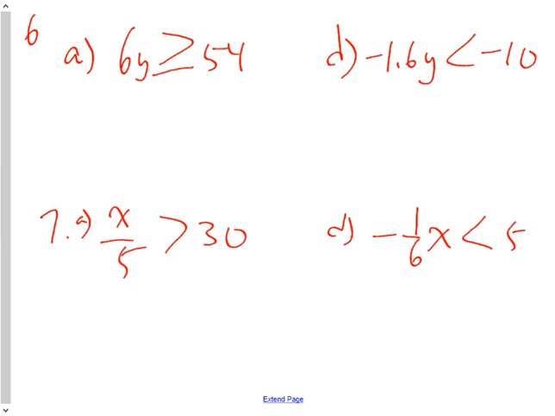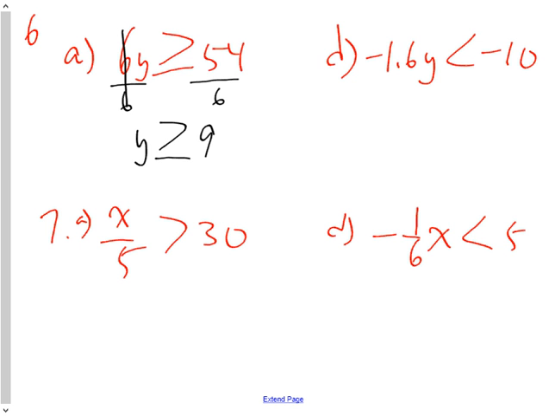Okay, here are questions 7a and d as well as 6a and d as well. So 6 multiplied by the value, when you multiply any value by 6, you have a value that's greater than or equal to 54. In order to figure out the infinite values that it can be, divide both sides by 6. Now some people think you have to flip your sign. You only flip your sign if you multiply or divide by negative values, and that will be 9.